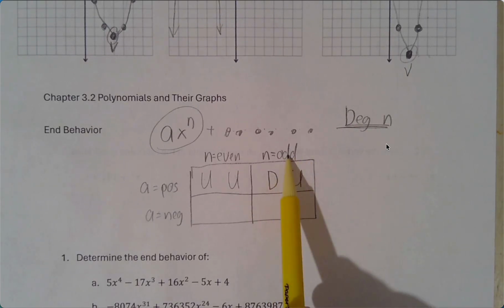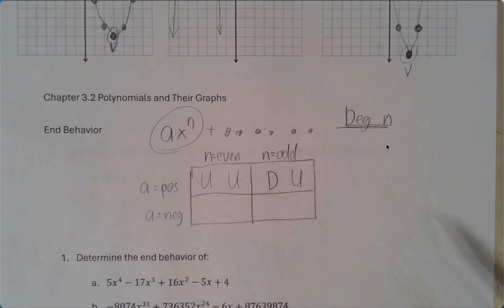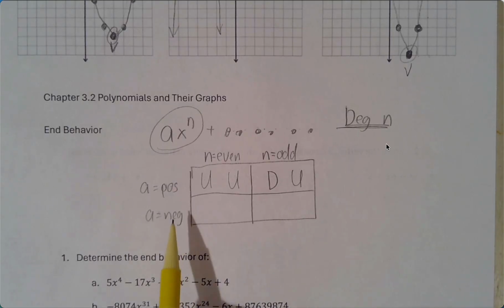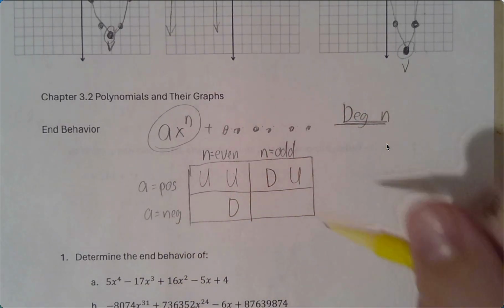One and one. Hey, guess what? One is an odd number. So one of each, even, both do the same. So with that being said, you probably know what's going to happen down here. What if you're negative? If I'm negative, then I will fall as I go to the right, or I'll move down.